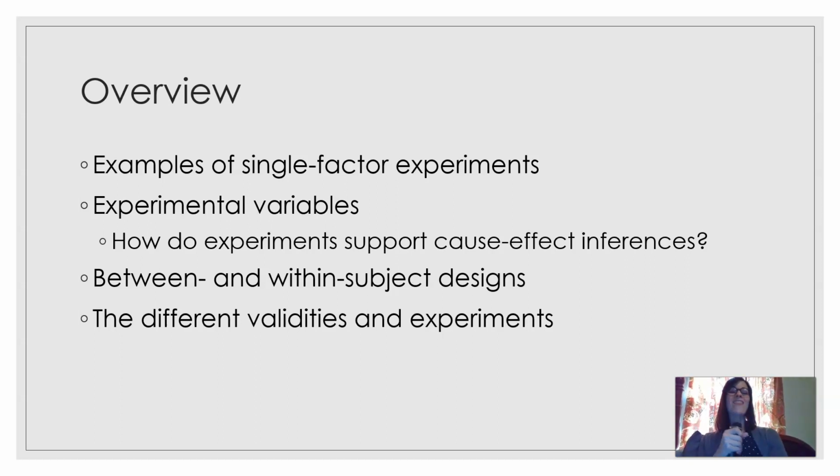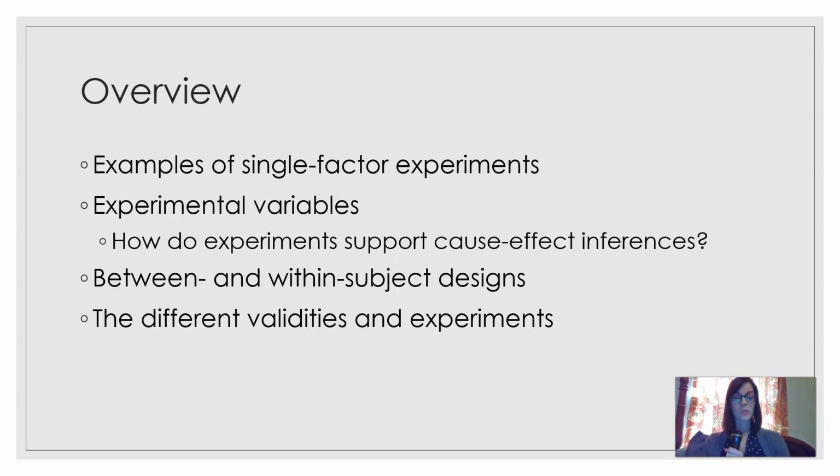So we're going to talk about different examples of single factor experiments. We're going to talk about different types of experimental variables. So we're going to go over the difference between an independent variable and a dependent variable. And we'll talk about the different ways that experiments actually support cause-effect inferences.